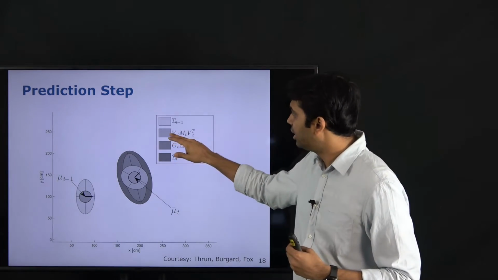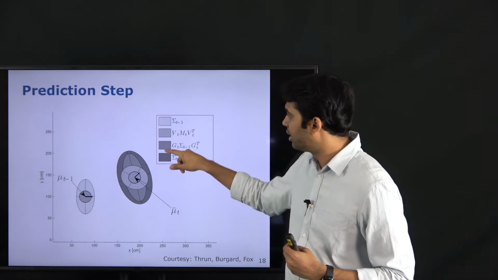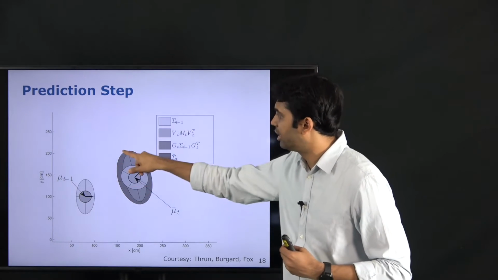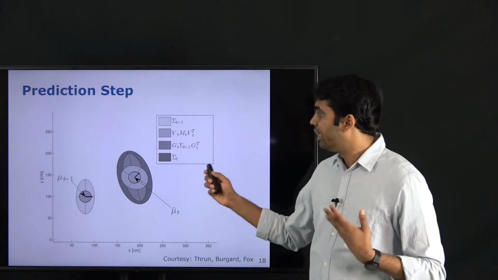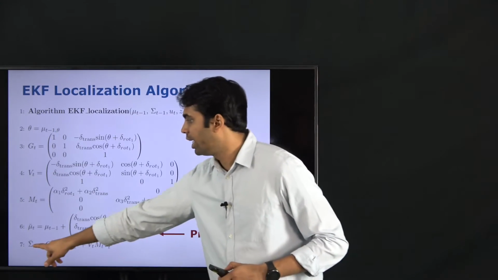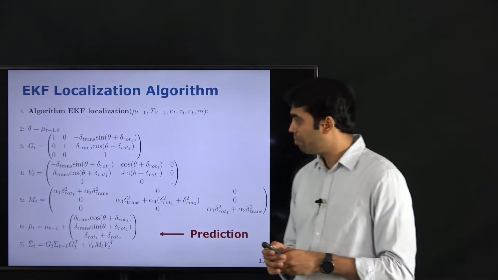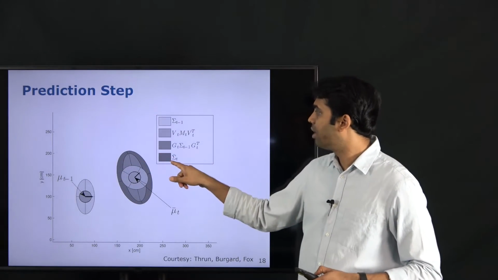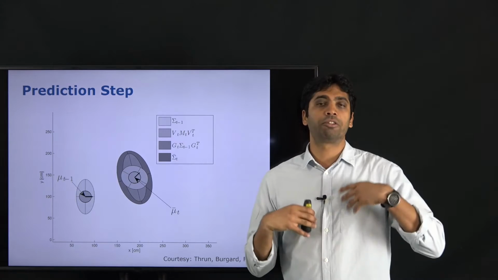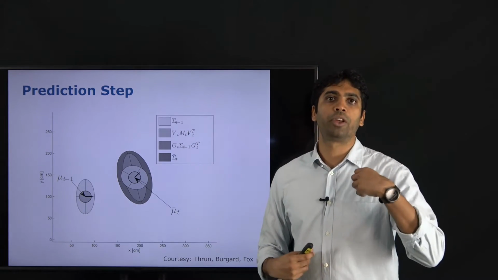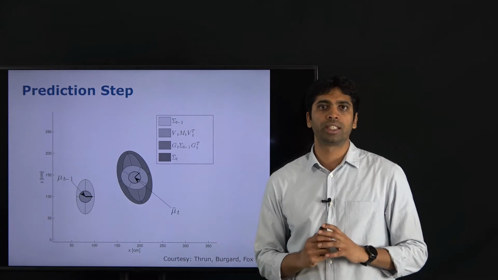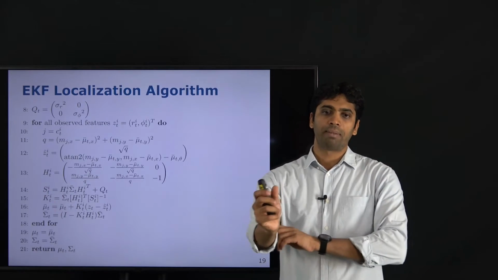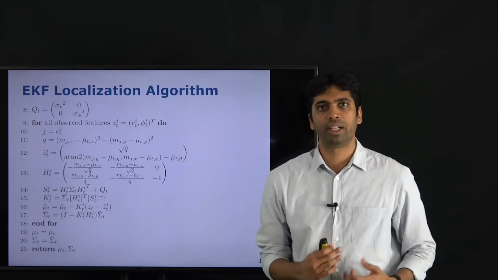When you add these two uncertainties, you end up with this bigger uncertainty, the dark gray that you see here, which is the equivalent of this particular equation. This big uncertainty is the sigma t prime, which is the final uncertainty after you make your motion. So this is the graphical equivalent of the equations that we saw before. Then we go to the measurement.